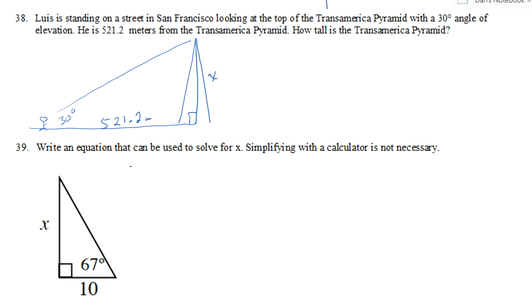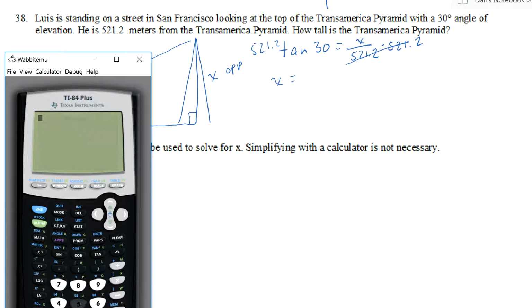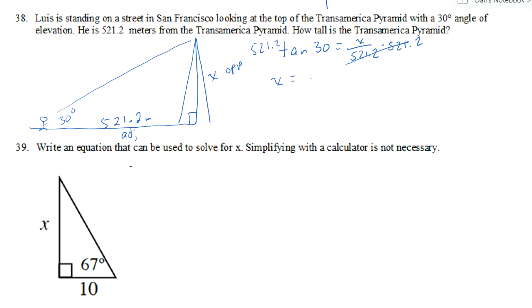How tall is it? So again, this is a special right triangle, which means that there are two ways to do this. One is with trig functions. We're going back. This side over here, the x is the opposite side. This is the adjacent side, so we're going to use tangent again. So we could do tan 30 equals x over 521.2. Multiply both sides by 521.2. So x equals 521.2 times tan 30. 300.91.